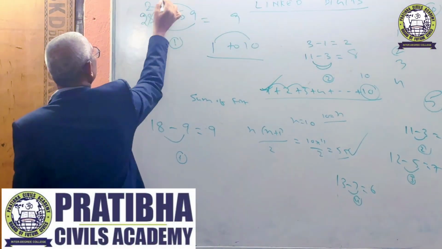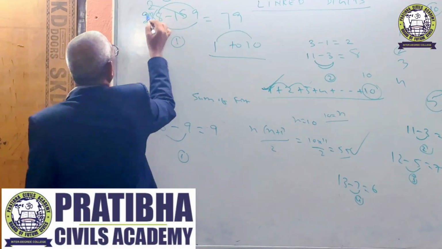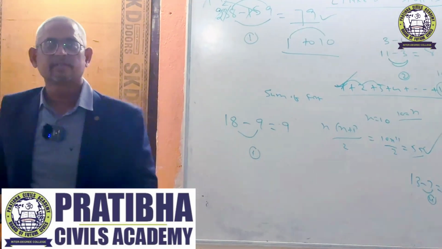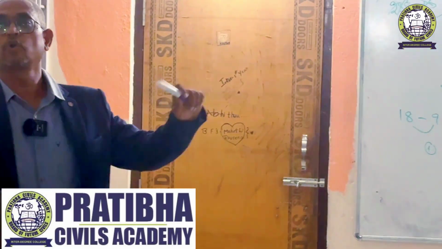It's not possible. 5 minus 2? 3. Linked digit is 7. Now here 1. 1 gets cancelled. So answer is 7. Got the point? This is where you can subtract the things easily without borrowing.